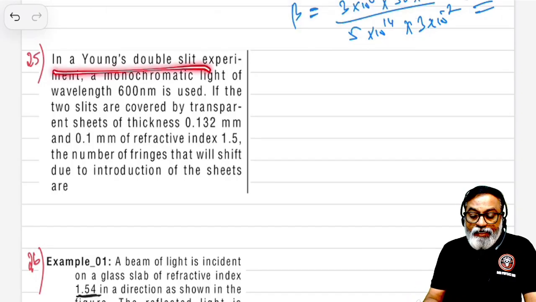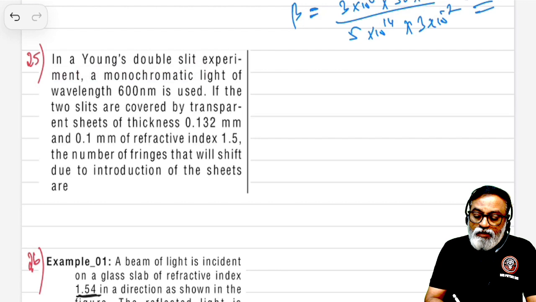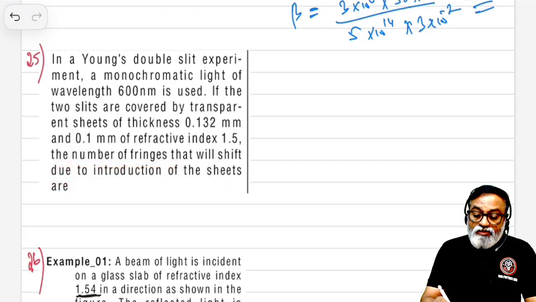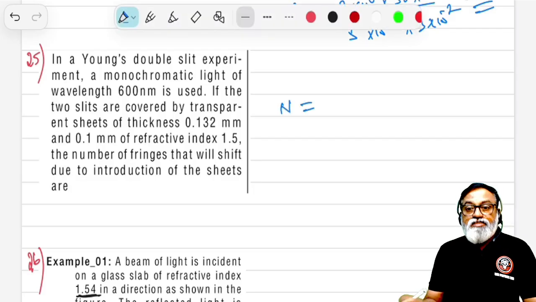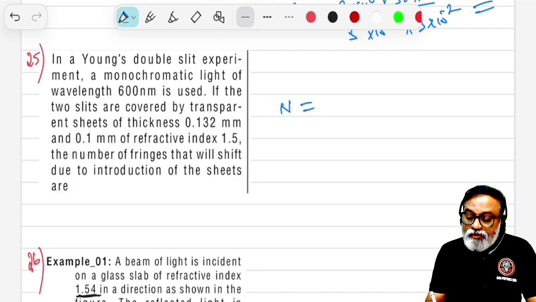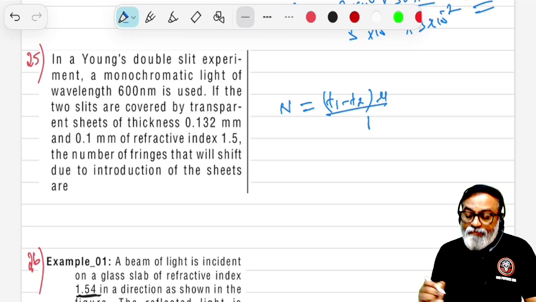Next, in Young's double slit experiment, a monochromatic light of wavelength 600 nanometer is used. If the two slits are covered by transparent sheets of thickness 0.132 millimeter and 0.1 millimeter of refractive index 1.5, find the number of fringes that will shift due to the introduced sheets. So this is also very important. Number of fringes shifted when glass slabs of different thickness are used becomes t1 minus t2 into mu by lambda.